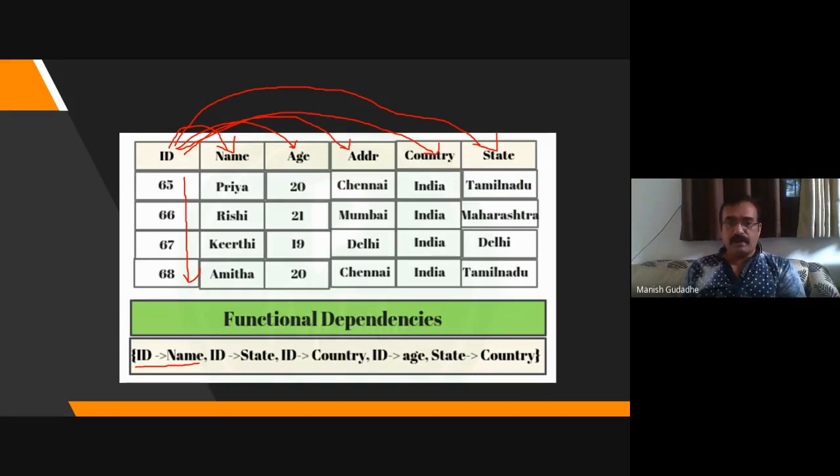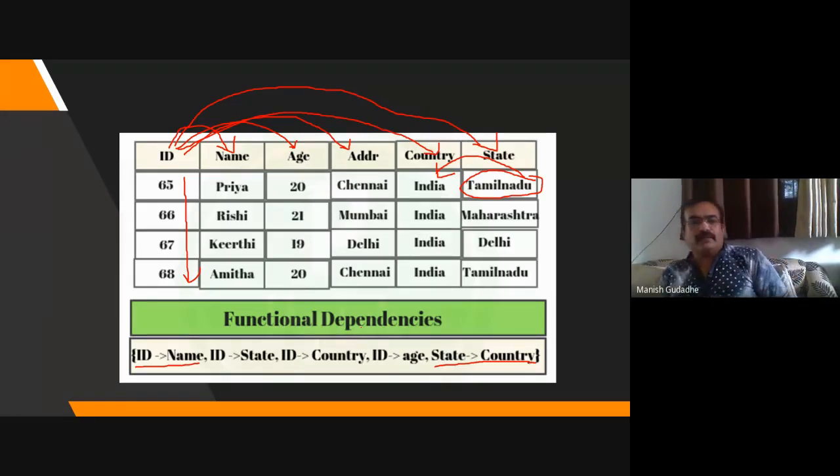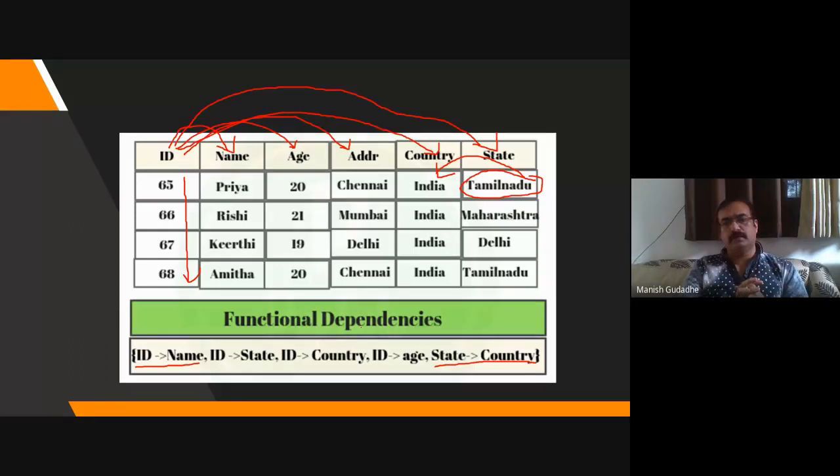Along with that, we also have one more: state can determine country. If I know the name of the state, I can determine in which country it is. So this exists, and all these FDs are dependent on this. We are defining the FDs. FDs are very much dependent on the application of the database, because depending on that application we take the decision on the primary key and on determining the values differently.